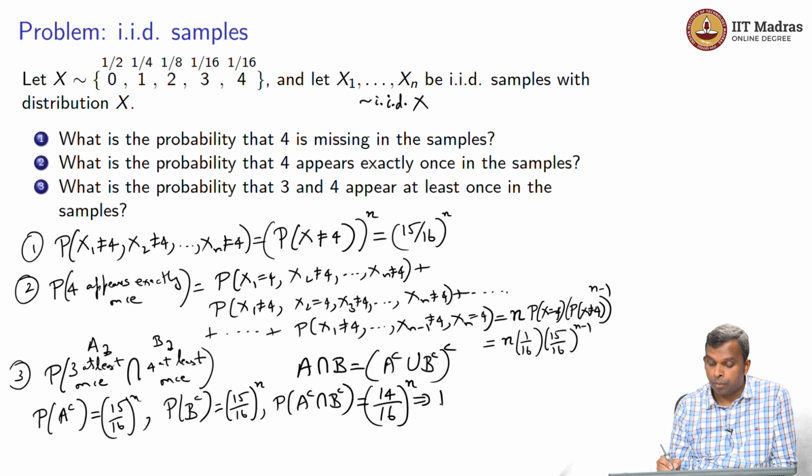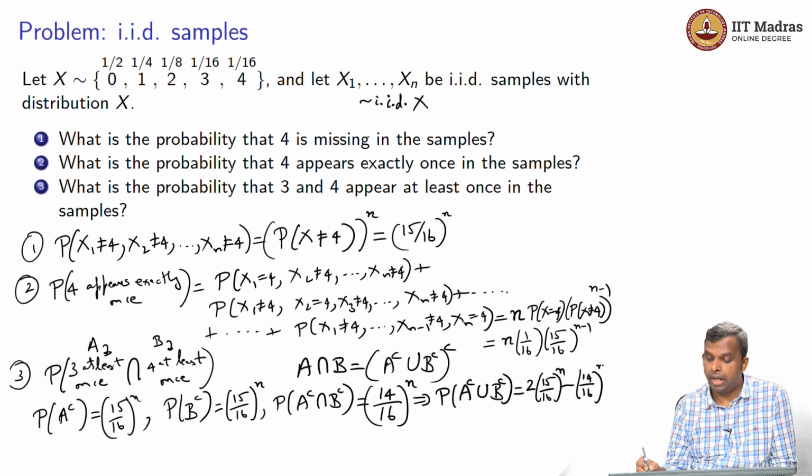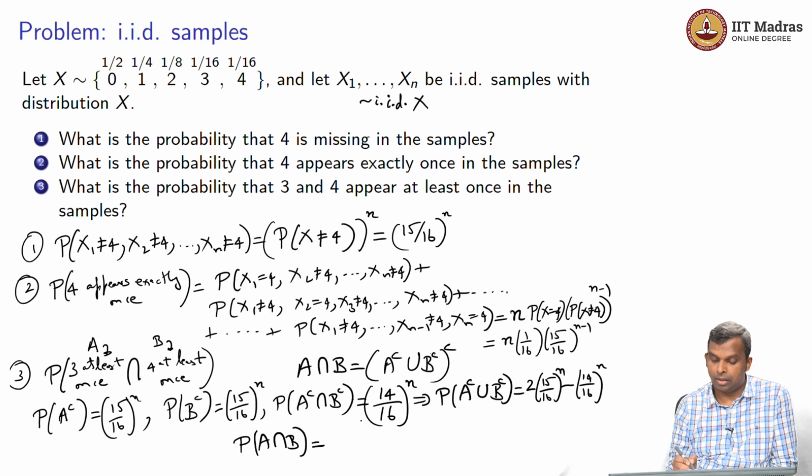So this gives you the probability that A complement union B complement is what? This plus this minus this, isn't it? So it's 2 into 15 by 16 power n minus 14 by 16 power n. And then you have the probability of A intersect B, which is A complement union B complement whole complement, that's 1 minus, right, 2 times 15 by 16 power n minus 14 by 16 power n.